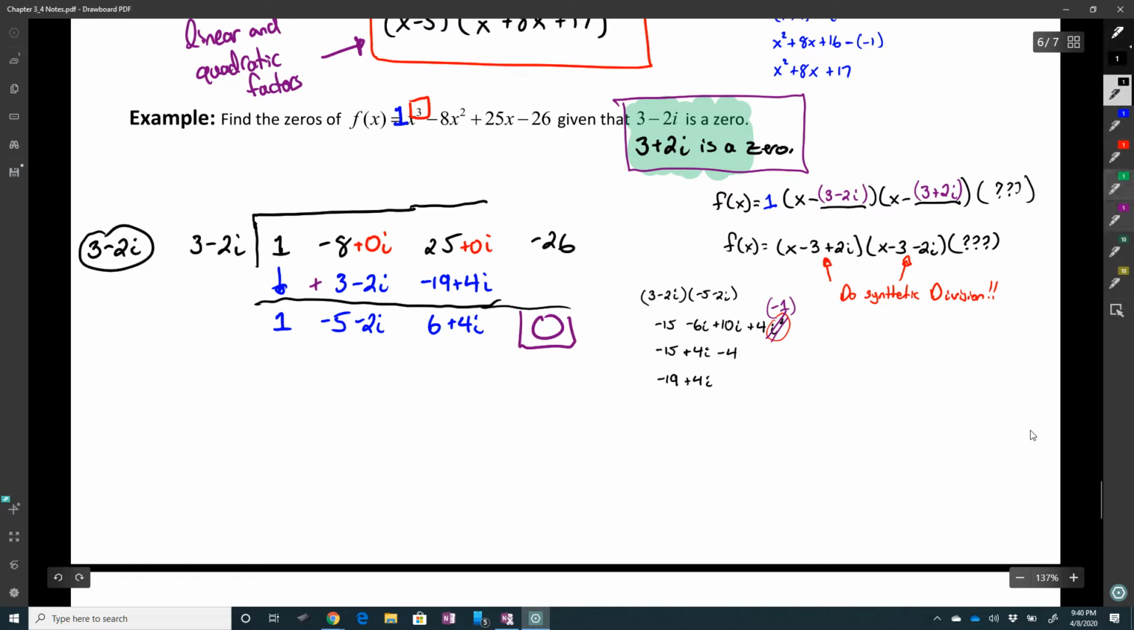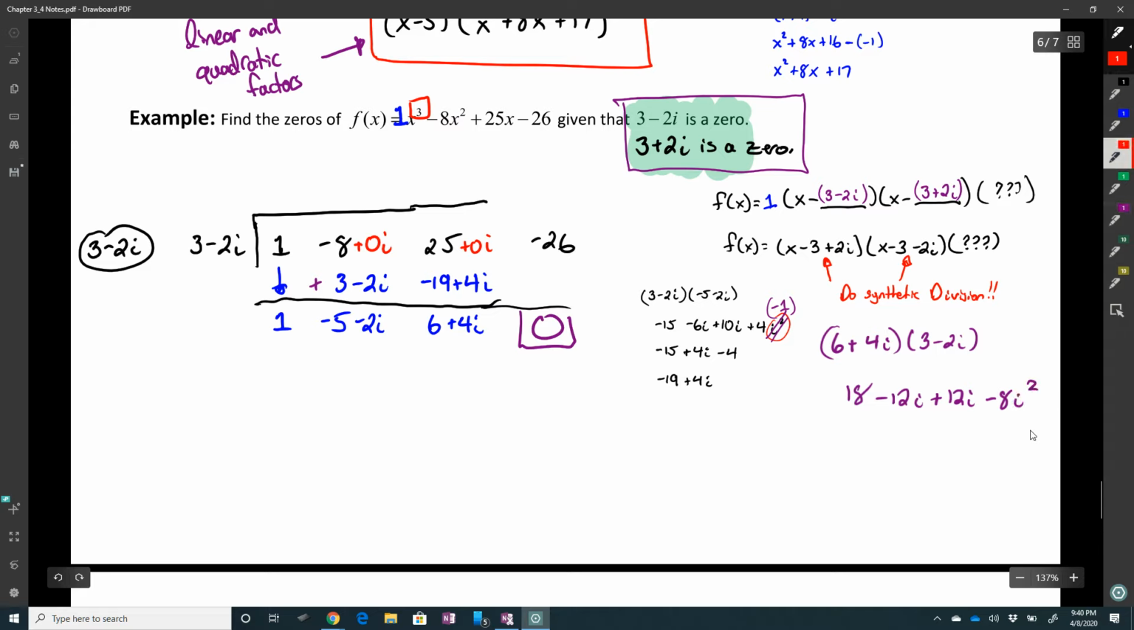All right, so I'm going to choose a different color. So 6 plus 4i times 3 minus 2i. And outer, 6 times 3 is 18. Sorry, first times first is 18. Outer is 6 times negative 2 minus 12i. Inner plus 12i. And then last times last is negative 8i squared.